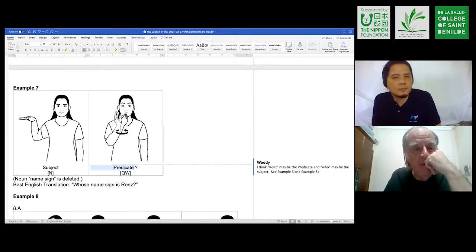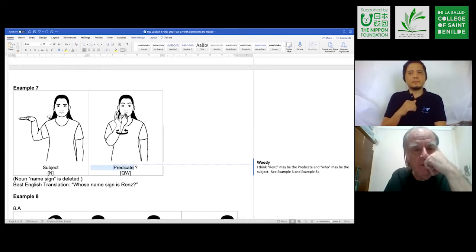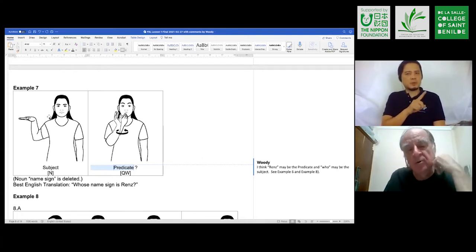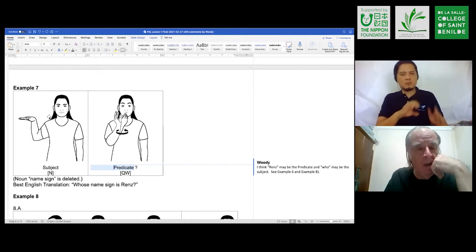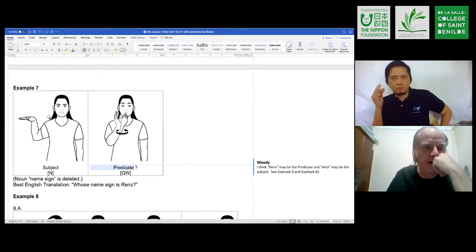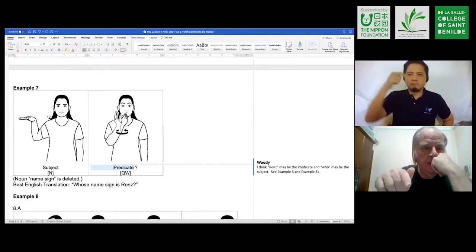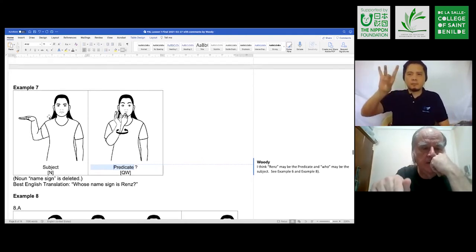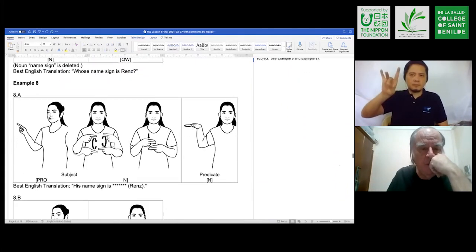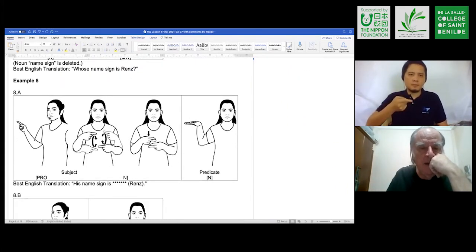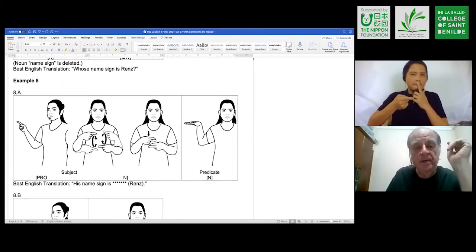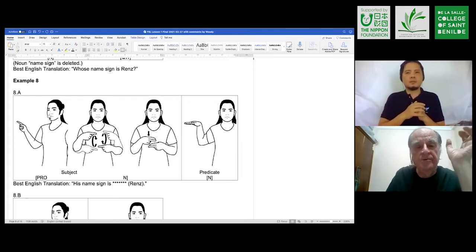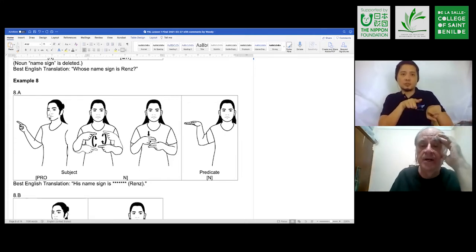Yeah, I'm not sure about this particular example. Let's go down to 8, the next example down, because we answer it where rents is the predicate.